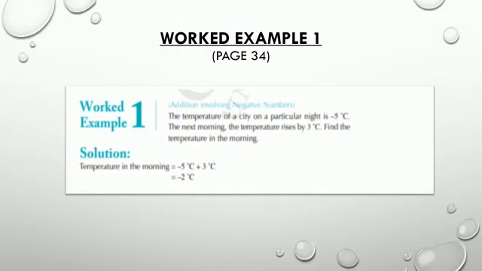Students, please open your book with page number 34. Here we are given with worked example number 1. It says the temperature of a city on a particular night is -5 degrees Celsius. The next morning the temperature rises by 3 degrees Celsius. Find the temperature in the morning. Students, by keeping in mind a number line, we need to move 3 units from -5 to right side, and we will have -2 degree Celsius, which is temperature in the morning.